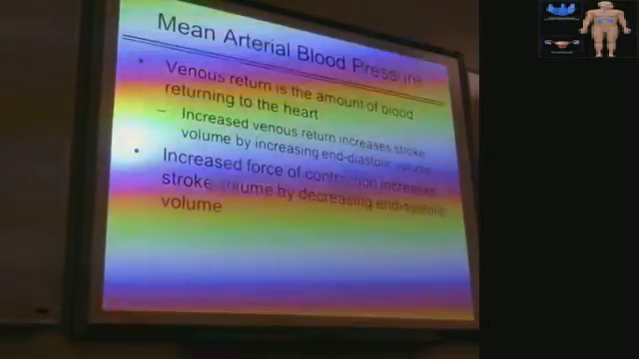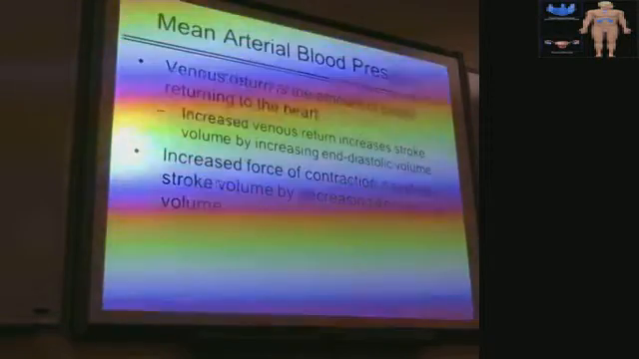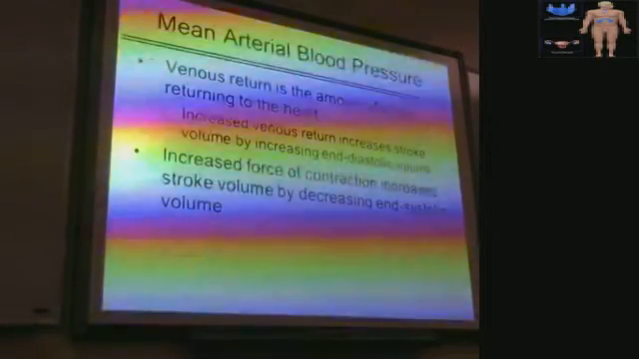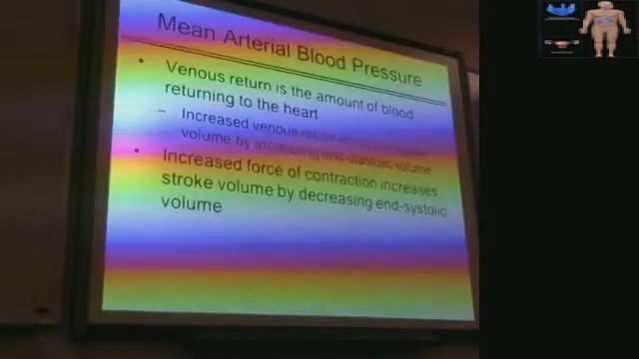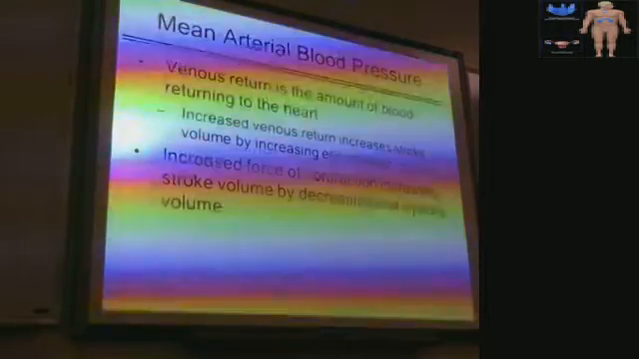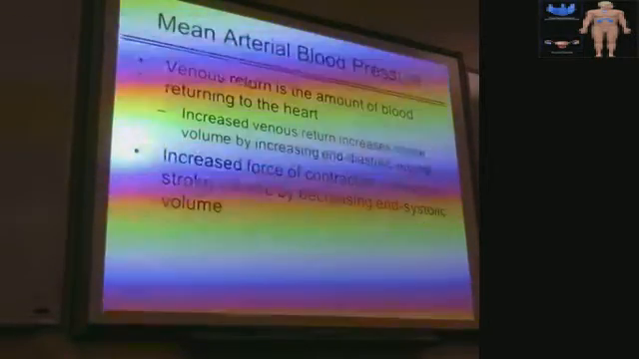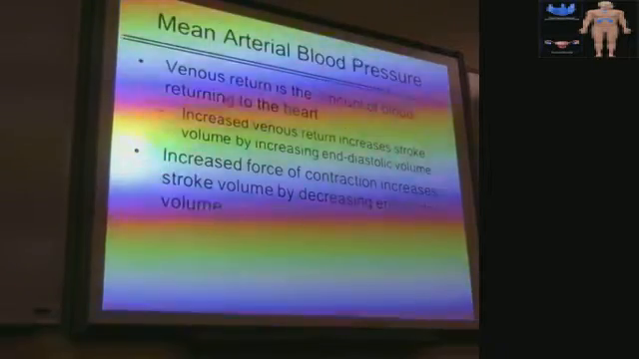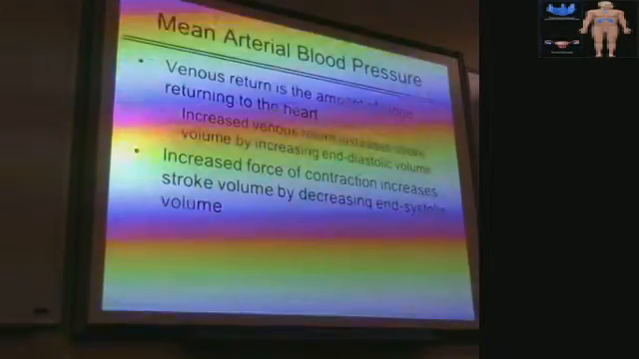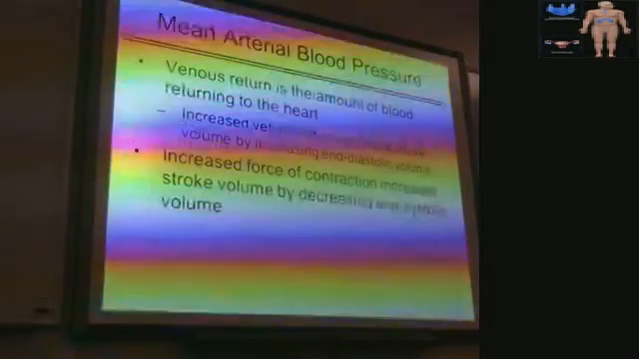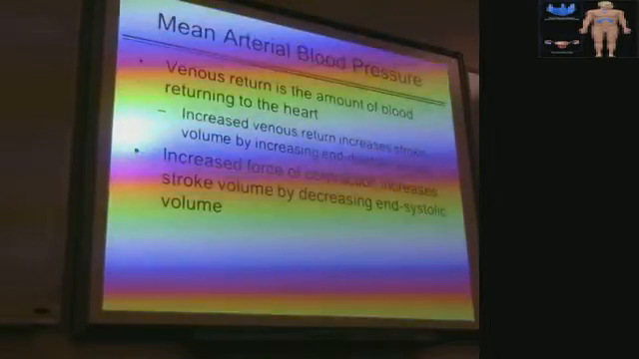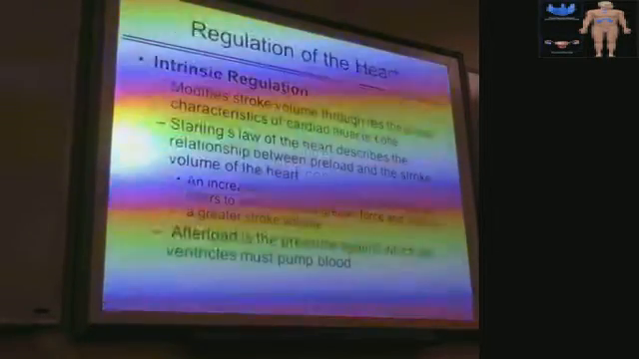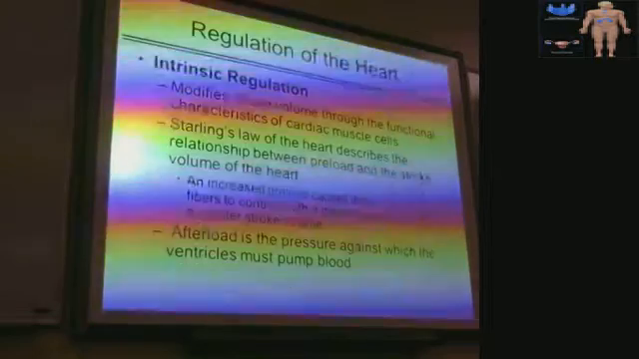Venous return is the amount of blood returning to the heart. Increased venous return increases stroke volume by increasing the end diastolic volume. The stronger the contraction causes the volume to be decreased in the end systolic volume.